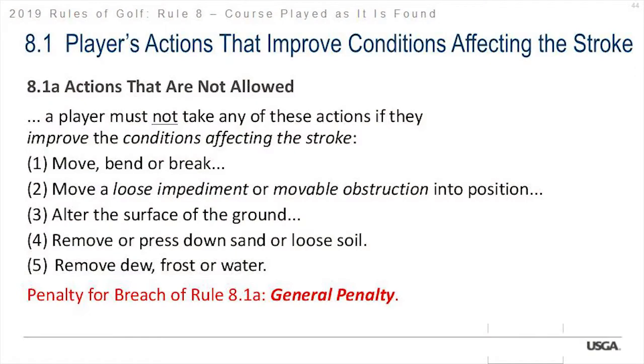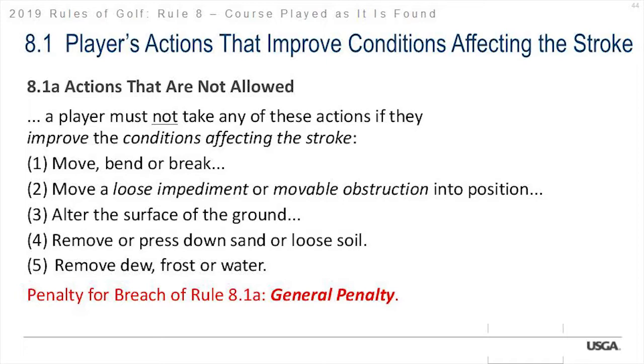Moving loose impediments or movable obstructions into place. So you can't take a bunch of leaves and put them down there and stand yourself up either. I mean, they're not going to let you do that as well. Altering the surface of the ground. So you can't dig a hole out of the fairway, so you can get a little bit lower to the ball or anything like that. The player must not take any of these actions to improve the condition. So there's the summary of everything that we just talked about right there.